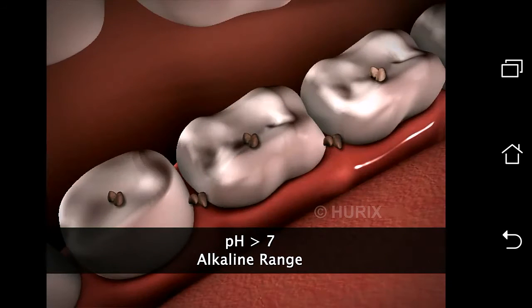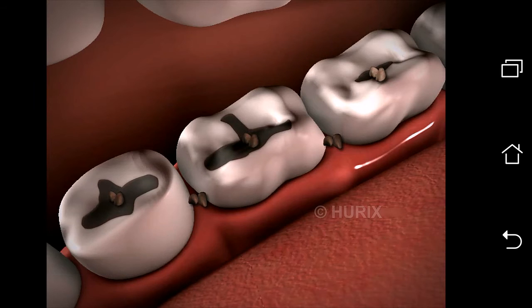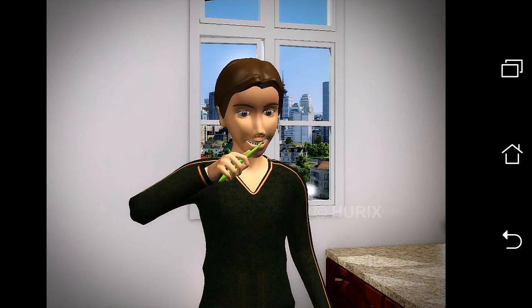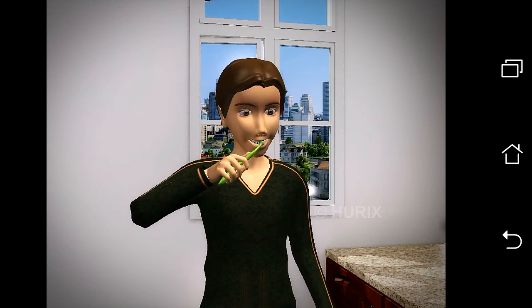Food particles sticking to the teeth are usually attacked by bacteria, so that the pH level in the mouth falls. The acid produced by bacterial action attacks the enamel and results in tooth cavities. The alkalinity of toothpaste neutralizes the acidity produced by bacterial decay.